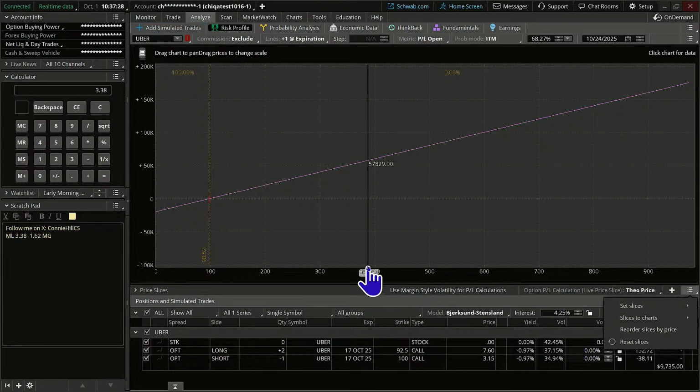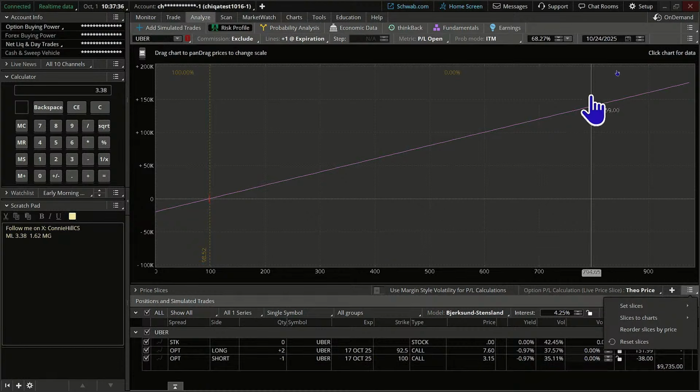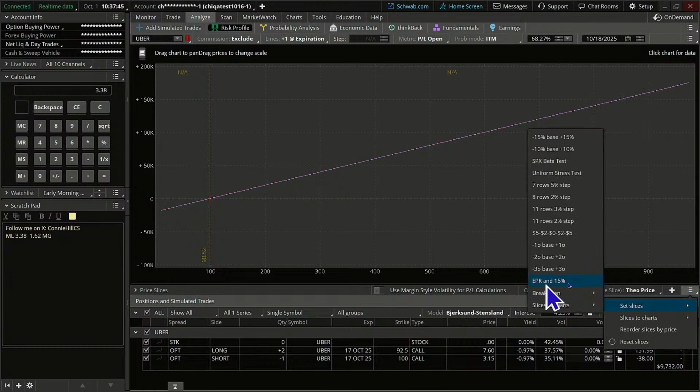So I'm going to come up here and do a couple of things. One, we're going to reset the date in the upper right-hand corner. It's not the 24th of October, it's actually the 17th, so we're going to pick the 18th here. We're going to go ahead and set slices to break even.